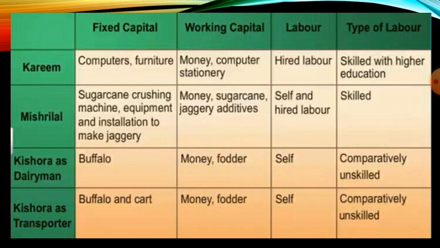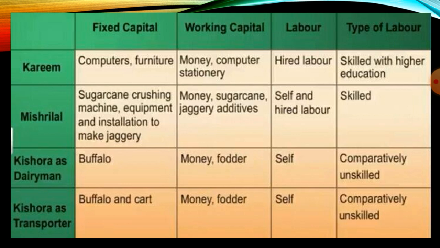Now the next example is of Kishora as a dairyman. So he used a buffalo. And what is the buffalo used as? It is a fixed capital, because once he has invested money, every time he need not bring a buffalo to milk the cattle. And the next is the working capital. Working capital in Kishora's case as a dairyman is money and fodder. The fodder is the food for the animal. And the labor is he himself doing the work, so self. And the type of labor he is doing is unskilled labor. It is not the educated one, so it is unskilled labor.